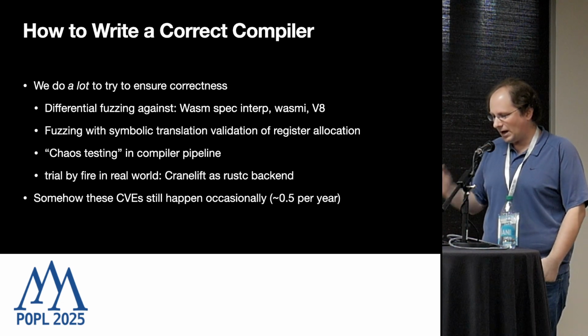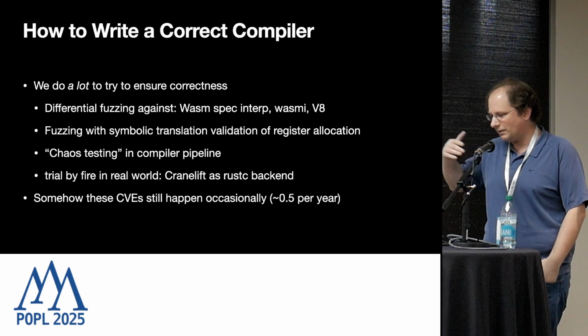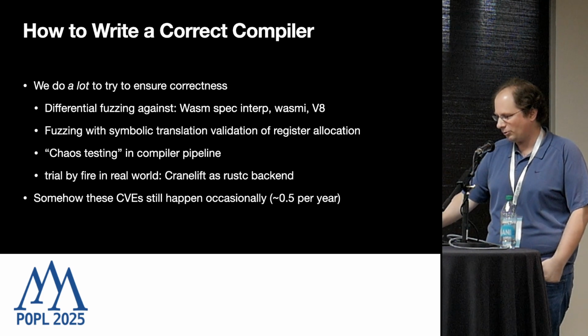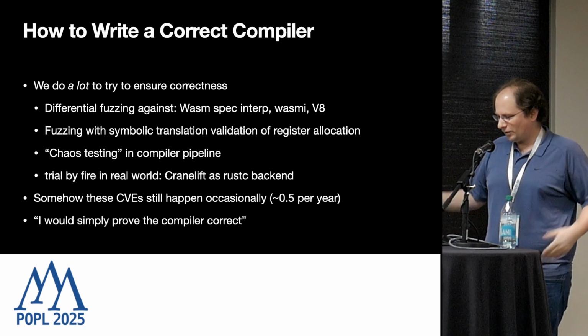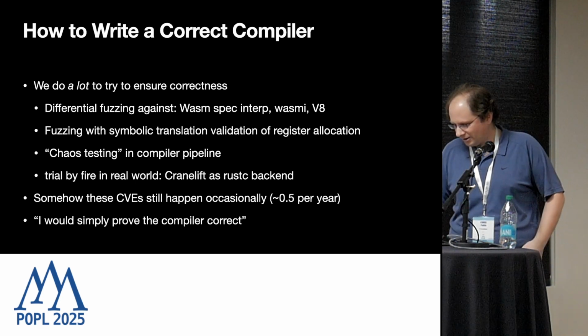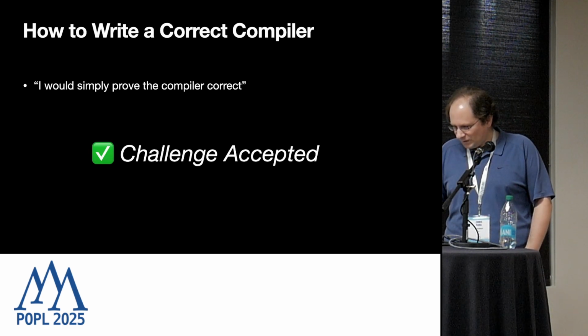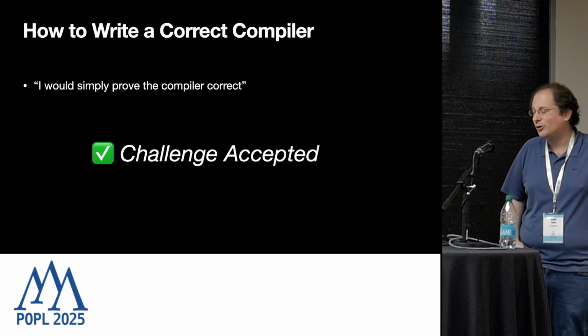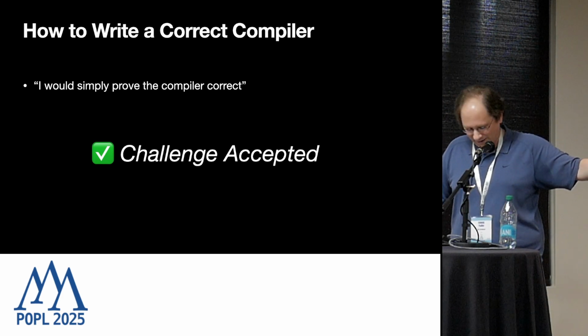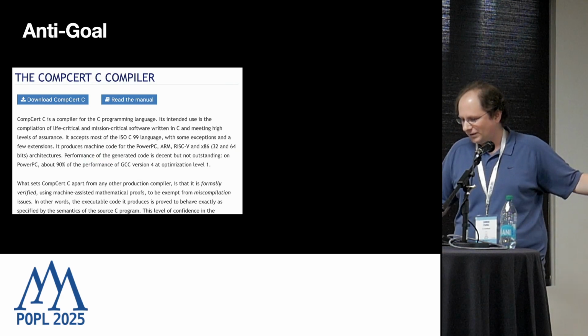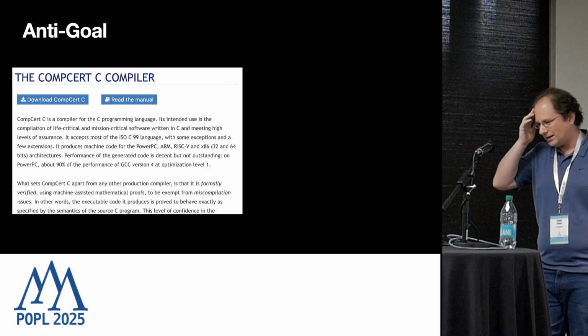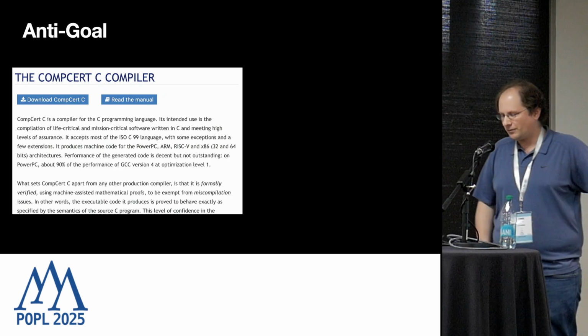So that's still not that great if this is the only thing between us and a data breach. So I would simply prove the compiler correct, right? How hard could it be? So actually, that's kind of what I did, or what I'm trying to do, I should say. I have not, by any means, achieved this. So let me outline what the anti-goal is first.